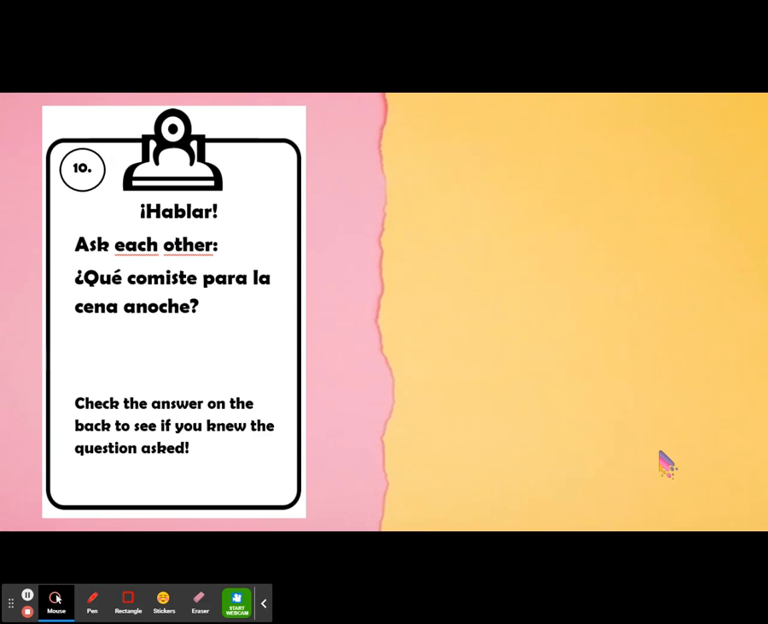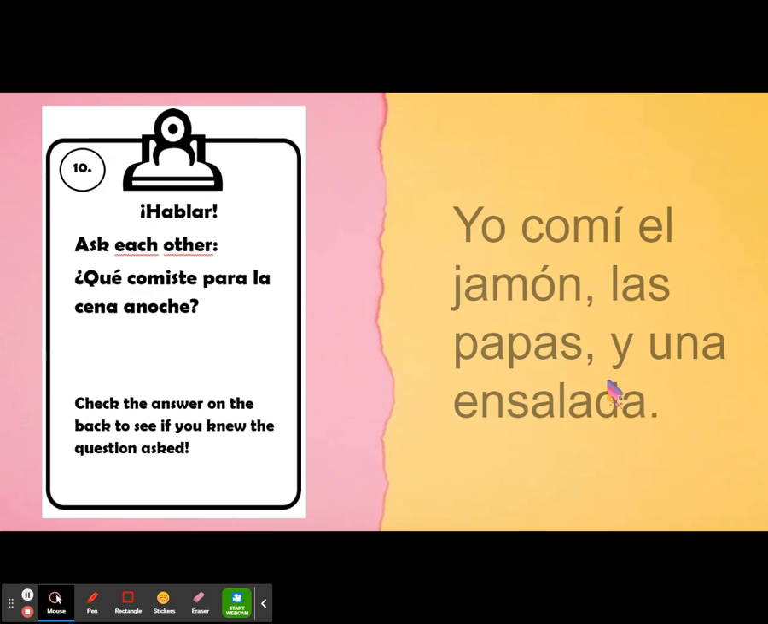All right, another one where you would have asked your partner, ¿Qué comiste para la cena anoche? What did you eat for dinner last night? So write down your answer. And you should have something along the lines of yo comí or just comí, and then whatever you ate. I ate el jamón, las papas y una ensalada.